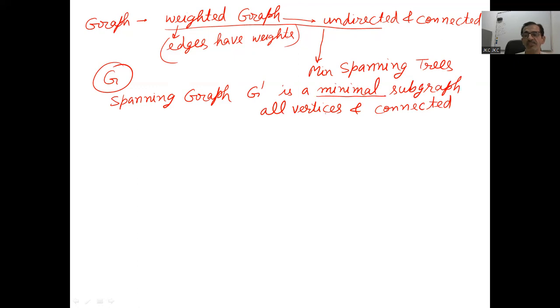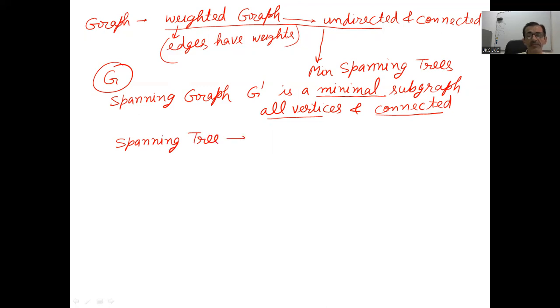All edges are not desirable. And I say I need the vertices all to be there and connected. They should remain connected. No vertex should become unconnected. Initially, graph is connected. In the spanning graph also, it should remain connected. Then from spanning graph, I define a spanning tree.